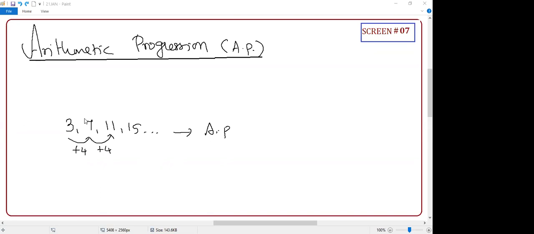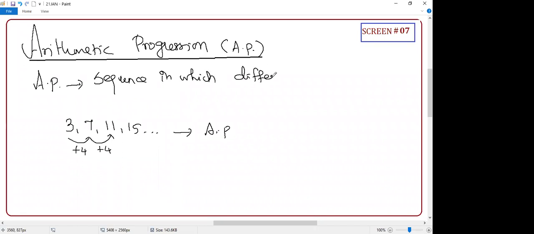Or I can give it to you. AP is a sequence. When you are defining, this is the English meaning. You have to say it's a sequence first. It's a sequence in which the difference between any two consecutive terms is constant. The word consecutive is very important. Any two, which terms? Consecutive terms. That word is very important.